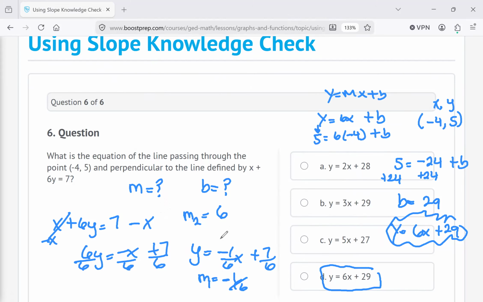You didn't even have to find b, because if you look at all the choices, which of these gives you a slope of 6? D, right? So you didn't have to waste your time solving for b, and you have a time limit. If you don't have to do more work than you have to, just don't do it, right? So I know it's automatically D because my slope is 6. Now, if you wanted to find b, you would plug in this random point, solve for b, and I got b equals 29.